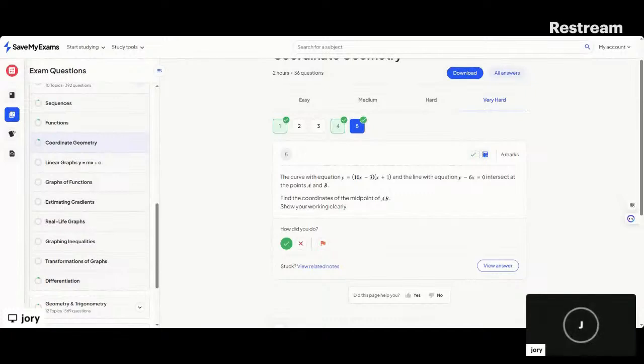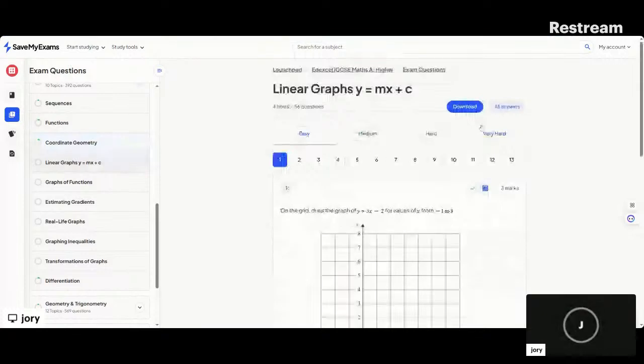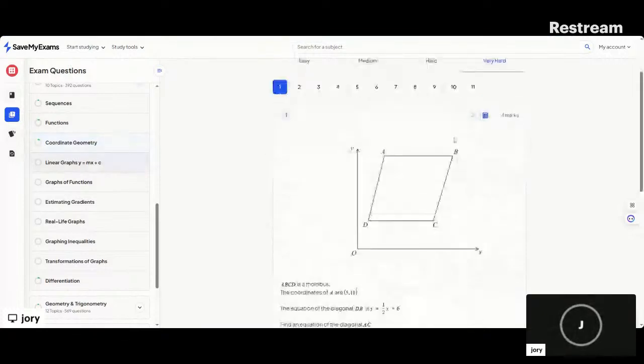Anyways, we should start linear graphs. I think linear graphs are pretty easy, actually. Very hard, very hard. Okay, let's do this.